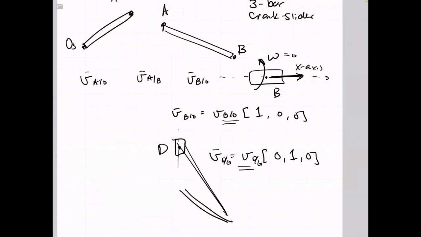The same thing can be said for acceleration. The acceleration of B with respect to O, the vector in X and Y terms will be ABO, and 1 in the X direction. AD with respect to the ground will be the variable DO, but now in the Y direction.